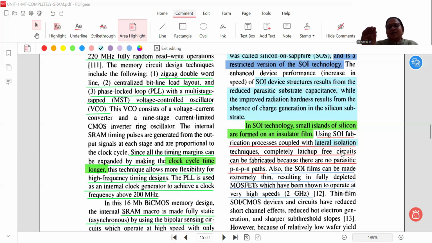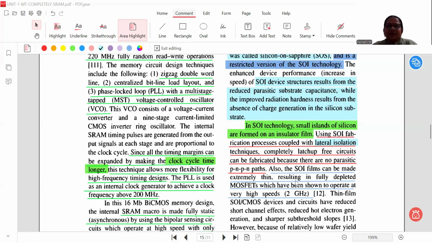That top layer is having the isolations among the components, among the small units, the PMOS or NMOS, whatever units we consider. So that's why this will be called the lateral isolation technique. The advantage of this lateral isolation technique is that the latch-up problem is completely eliminated in this SOI. That means the formation of a short circuit path between VSS and VDD is eliminated due to these isolation portions. So this is a latch-up free circuit.